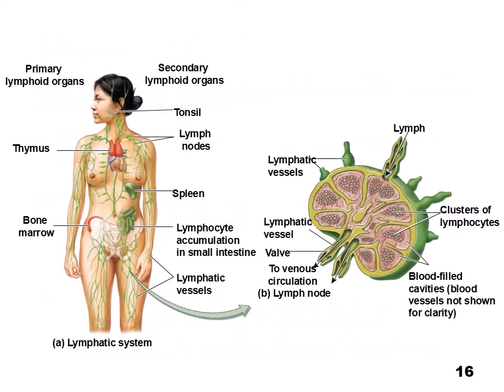So here's just kind of a picture with your different lymphoid organs. So like you've got the thymus and the bone marrow. Your T lymphocytes are going to mature in the thymus, your B lymphocytes are going to mature in the bone marrow, and then you've got things like the tonsils and the lymph nodes and the spleen, and you've got regions in the small intestines and your lymphatic vessels as well that are part of the lymphatic system.